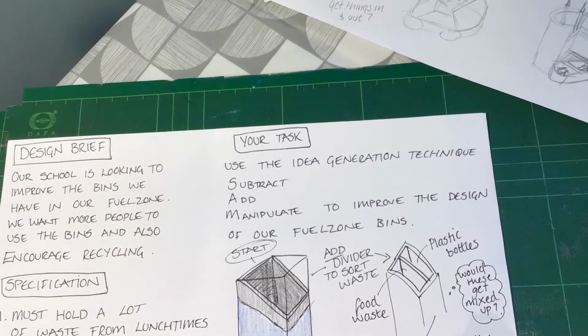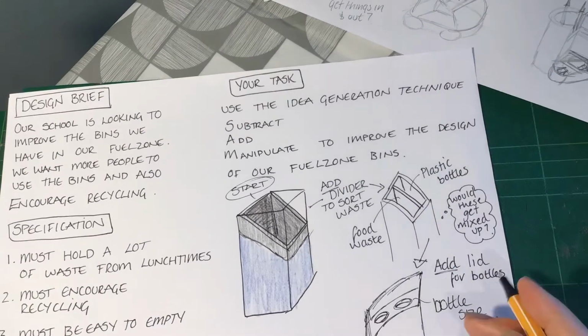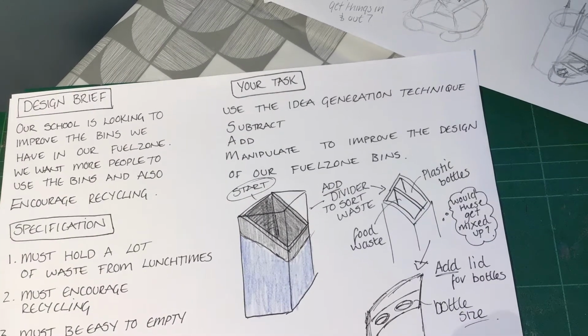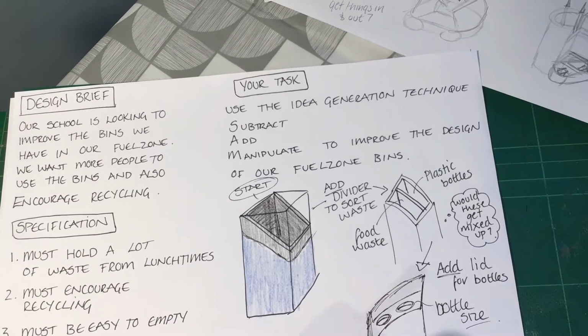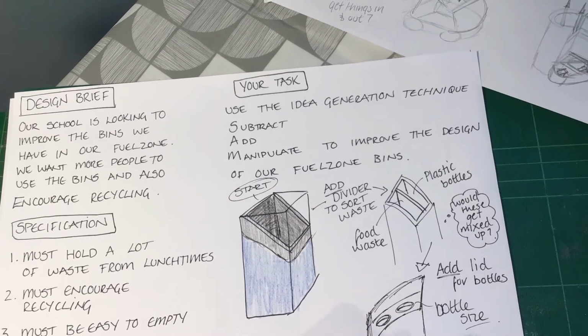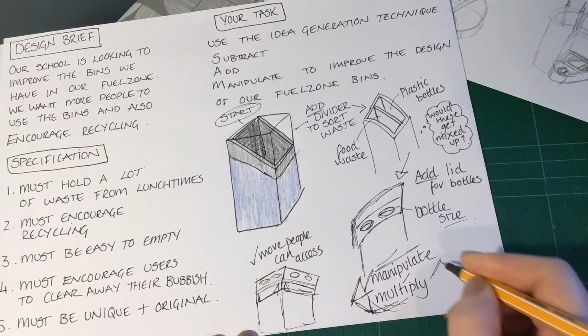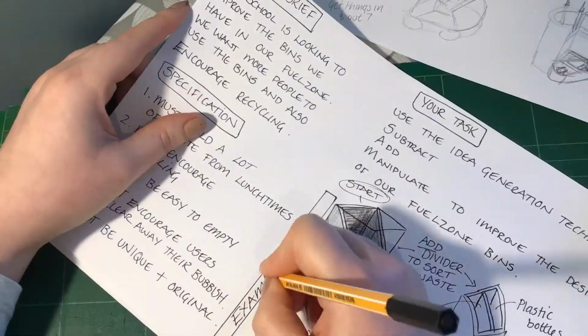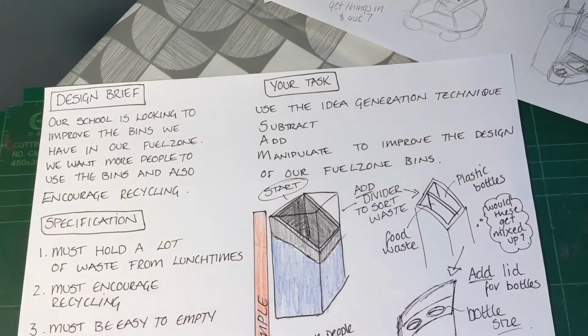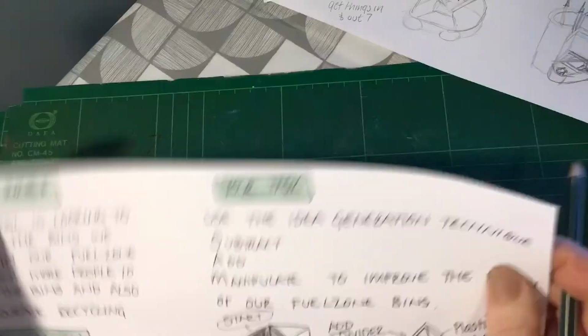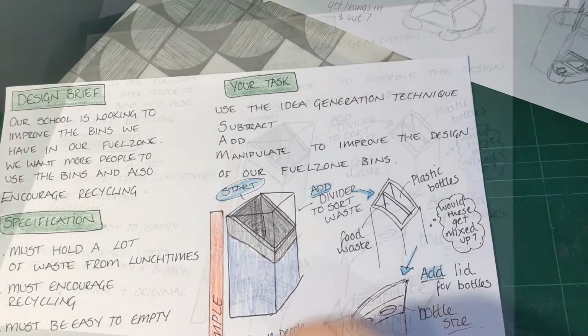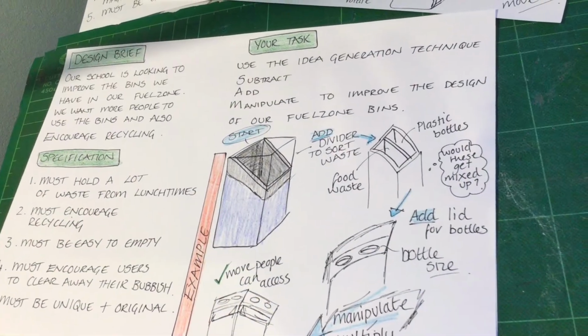What is important is that you're not just adding and taking things away just for the sake of it. Anything that you do should be related back to at least one of your specification points, so keep checking with that. Your specification is your success criteria when you are designing, so keep looking back to make sure you're hitting as many of those points as you can.